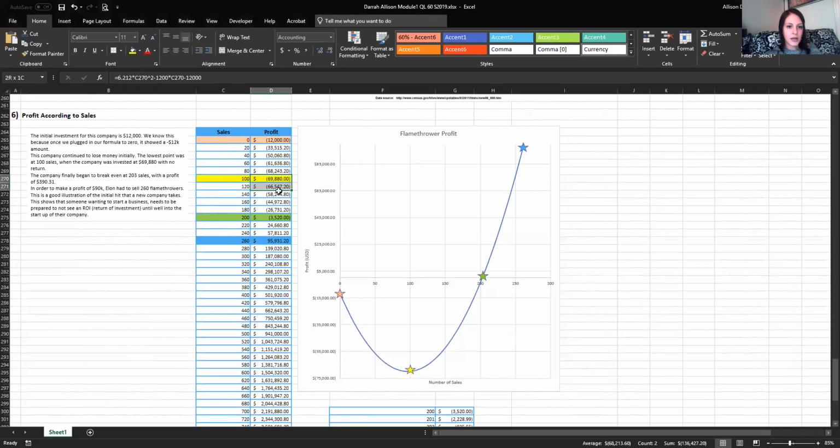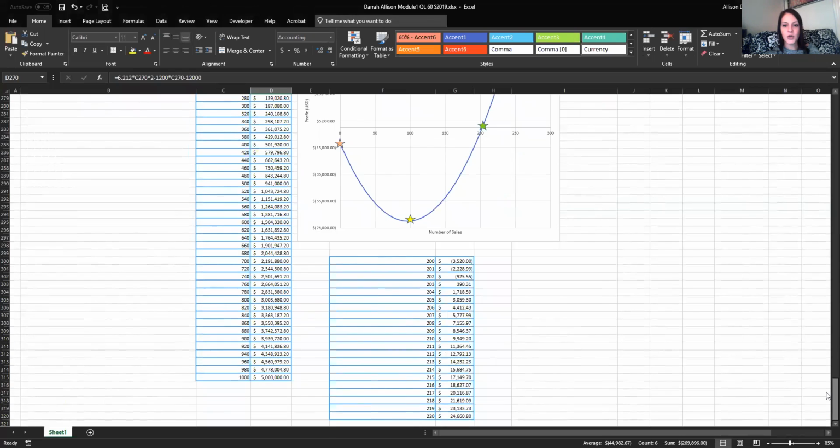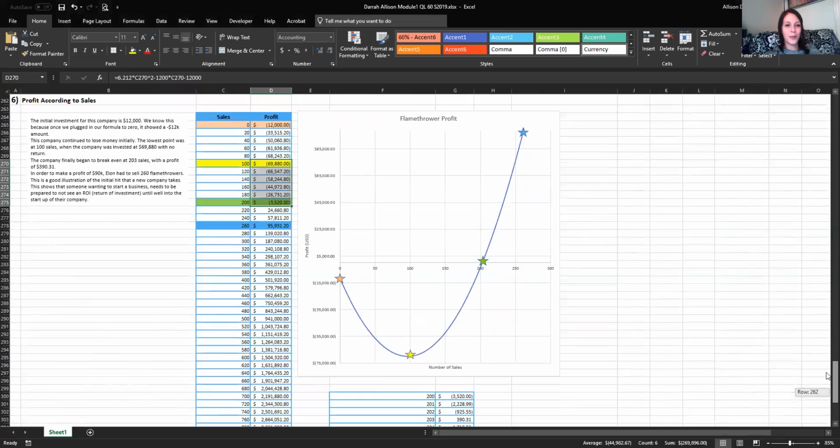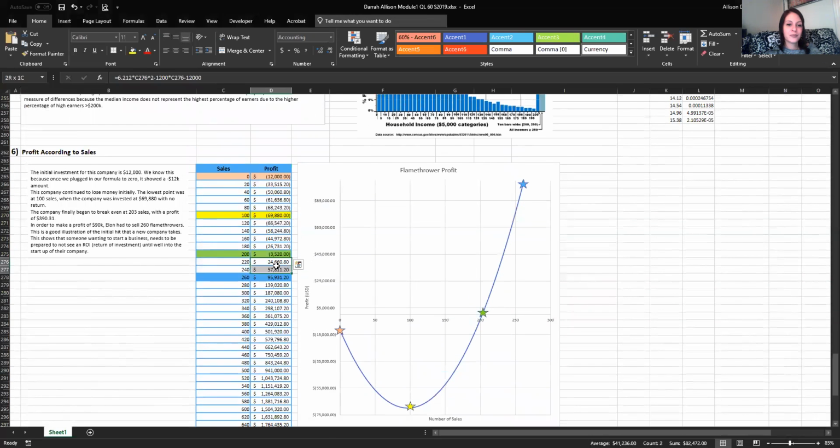So started getting a little better. And then at 200, it's still at a loss. And then at 203, as we figured out down here where we broke it down, we finally saw a profit of $390 whopping dollars. But from there, it really pays off. It goes up to 24,000, 57,000, and then 95,931.20 once he sold 260 units.